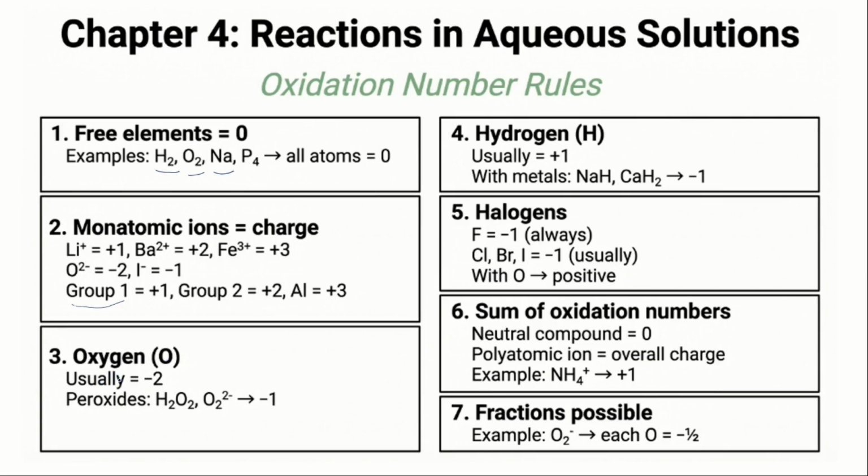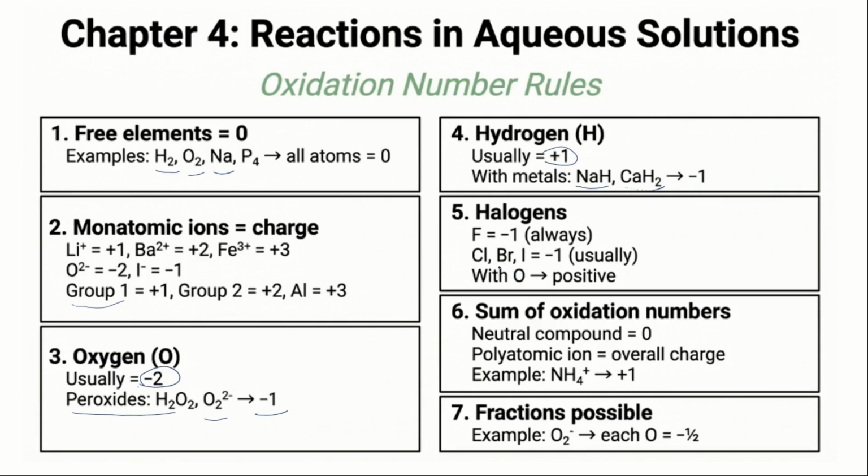The oxidation number of oxygen in most compounds is -2, but in hydrogen peroxide and peroxide ions we have an exception, in which the oxidation number is -1. The oxidation number of hydrogen is +1, except when it is bonded to metals in binary compounds. In this case, its oxidation number is -1, like sodium hydride and calcium hydride.